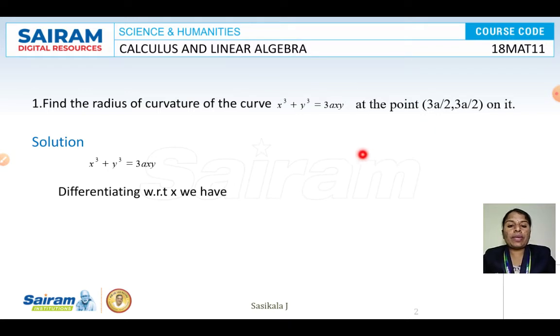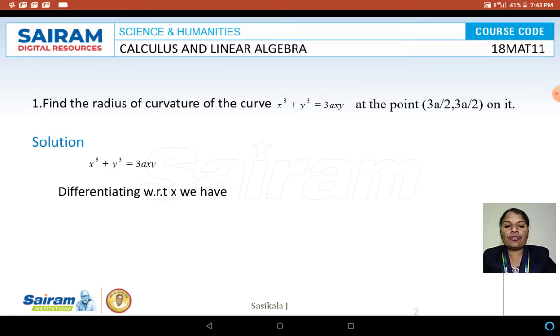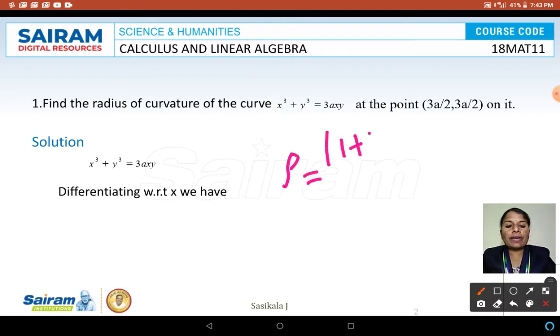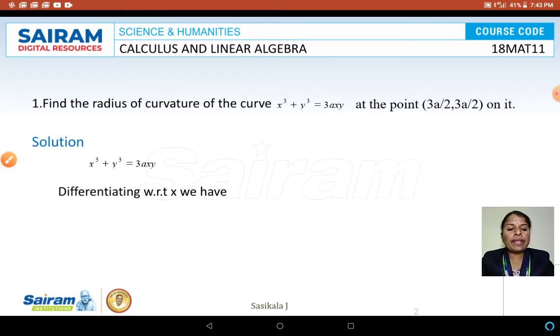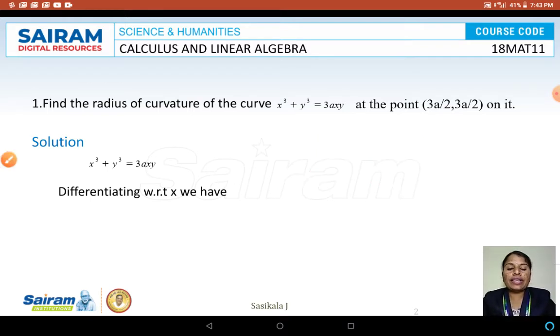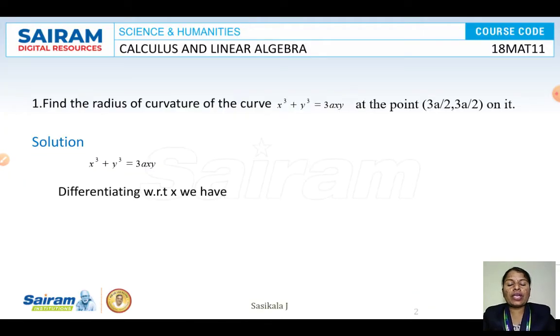So what does it mean? We need to find rho. So rho is equal to, what is the formula in Cartesian form? (1 plus y1 squared) the whole power of 3 by 2, divided by y2. So we are going to find y1 and y2, that means dy by dx and d squared y by dx squared, and then substitute into rho to get the radius of curvature. And we need to replace x equals 3a by 2, y equals 3a by 2.